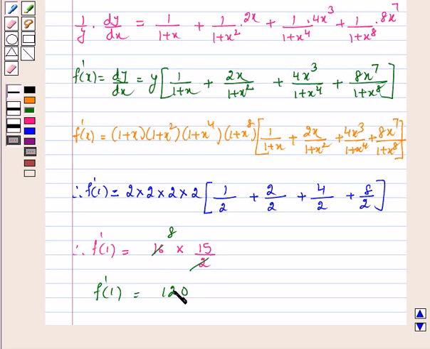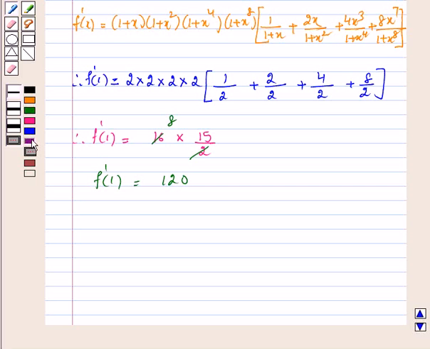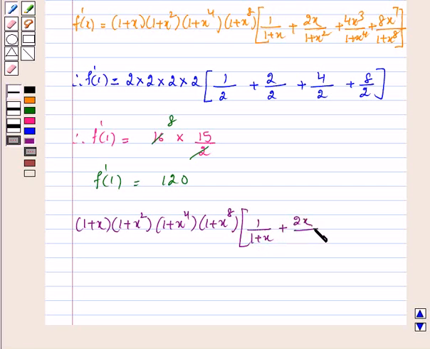Hence, our answer for the given question is: the derivative of the given function is (1 + x)(1 + x²)(1 + x⁴)(1 + x⁸) into [1 over (1 + x) + 2x over (1 + x²) + 4x³ over (1 + x⁴) + 8x⁷ over (1 + x⁸)], and f'(1) is equal to 120. So this is our answer.